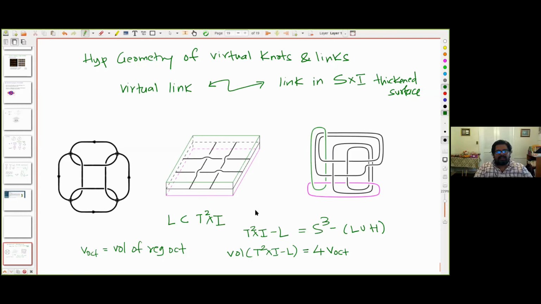Notice that when you have a link in the thickened torus, the torus has boundary as torus, so you can actually make it hyperbolic. The link complement in there will also have boundary torus. But what happens if you get some other thickened surface?